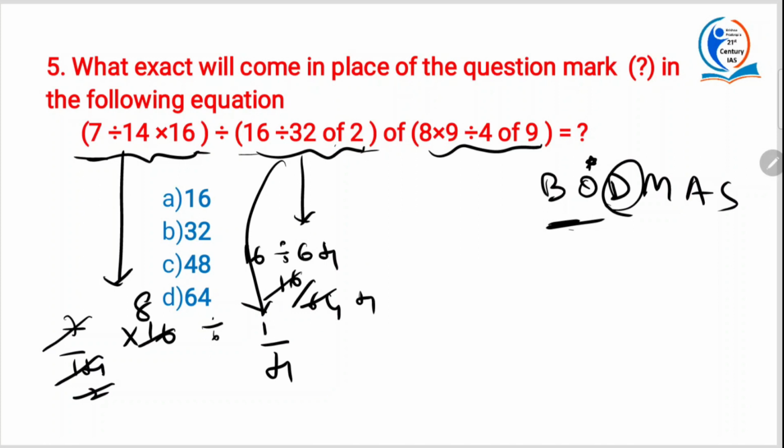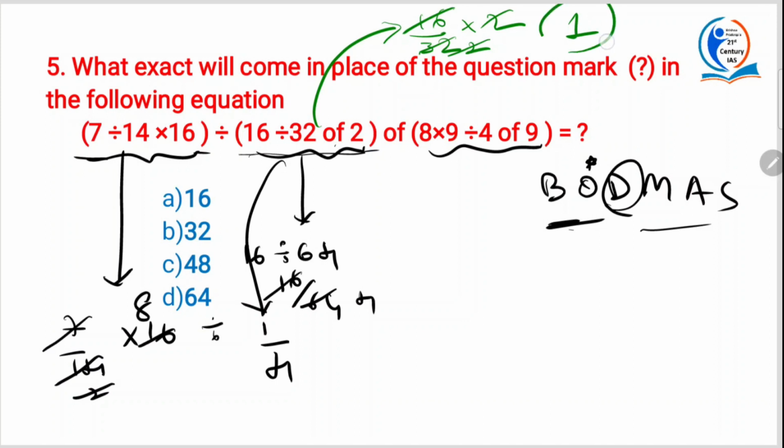See, here I'll show you how you can go wrong if you don't follow BODMAS. In this particular bracket, if you're not following BODMAS, what will you do? You would do this: 16 divided by 32, no? So divided by 32 into 2. How much will you get? 16 ones, 16 twos, 2, 2. You will cancel 2, so you'll get 1.